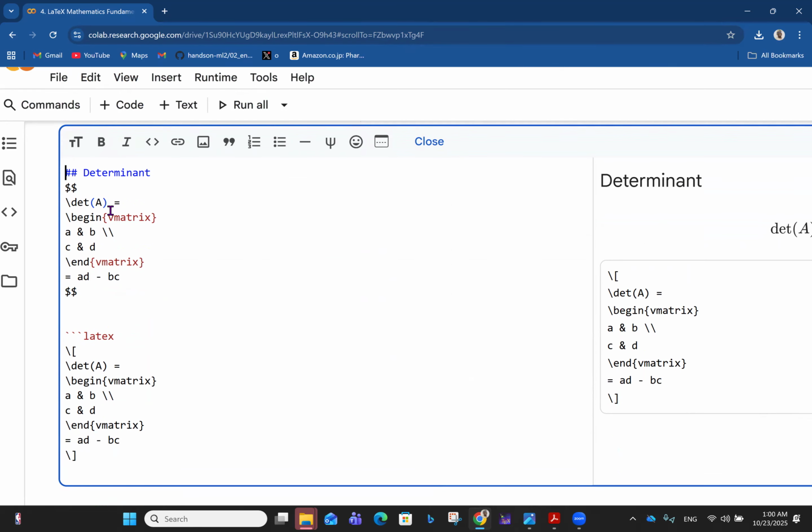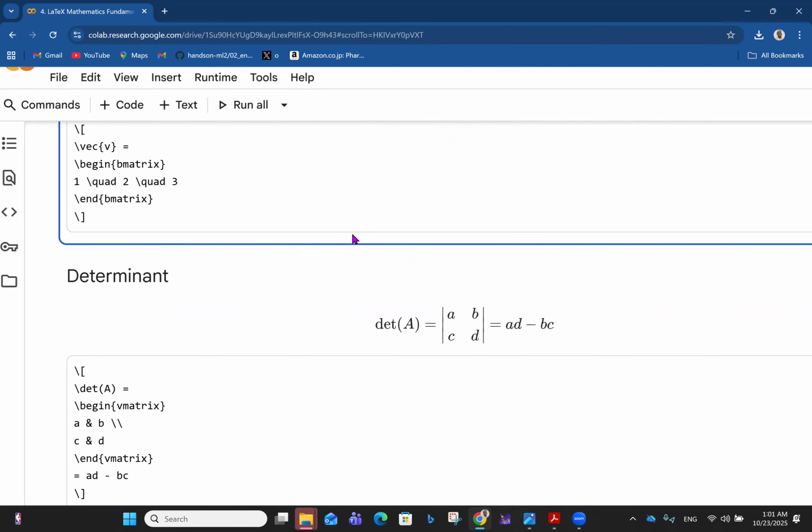Okay, so you just say determinant A equals begin vmatrix and declare a matrix. So you see how the matrix is declared, A and B. If you want to declare a 5 by 5 matrix, you just say A and B and C and D and E, then double backslash F and G and H and I and J, and so on and so forth. So you need to understand this syntax. So this is for determinant right now.